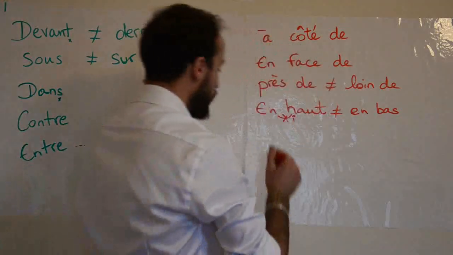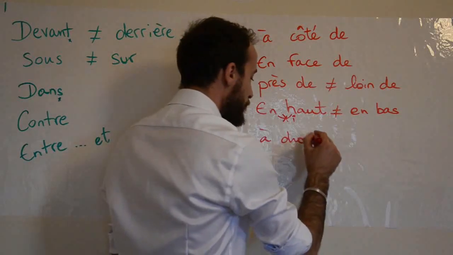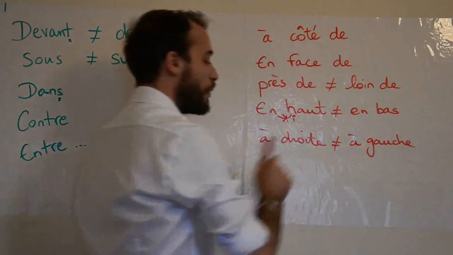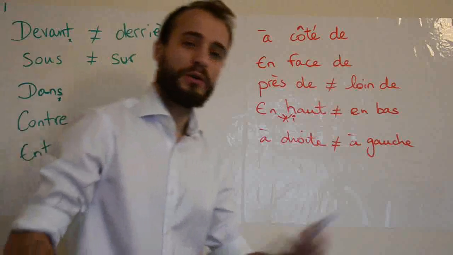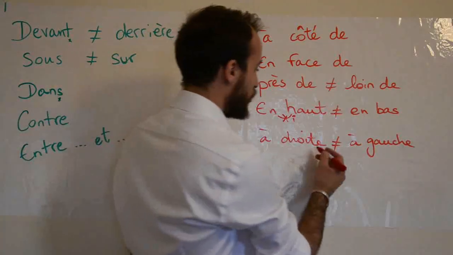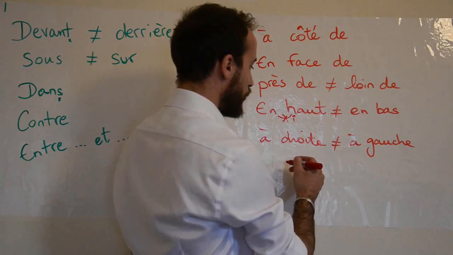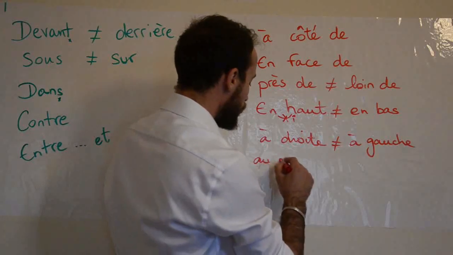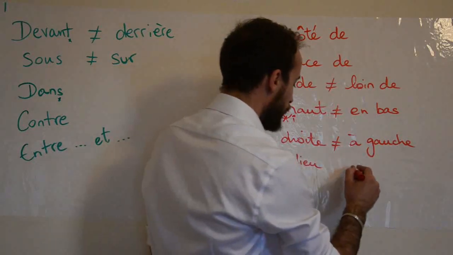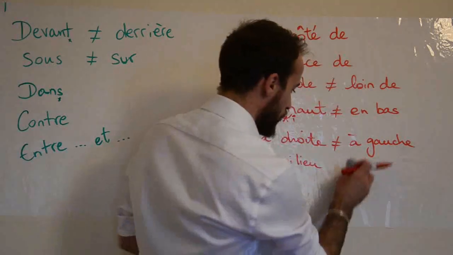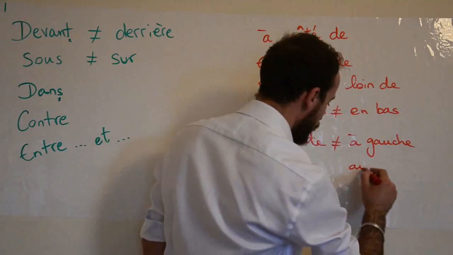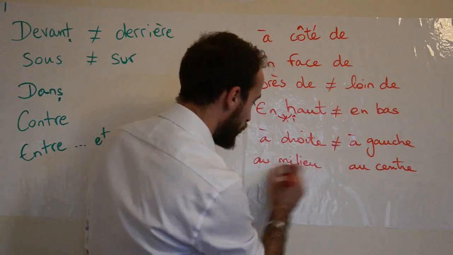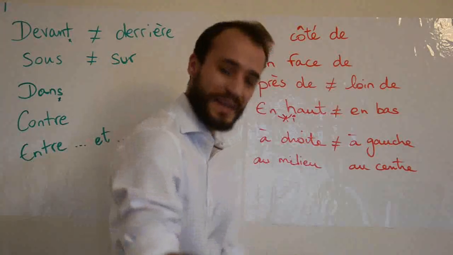Then we have à droite. À droite means on the right, à gauche, on the left. Then we continue, we have au milieu, which is the same as au centre. So au milieu, in the middle. This is one word, by the way, sorry. Au milieu, in the middle. Au centre, at the center.